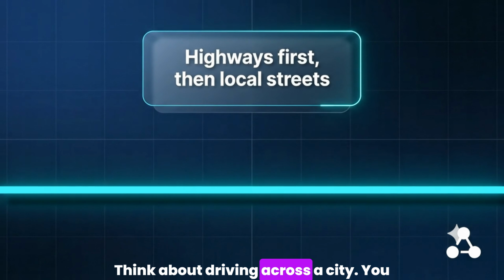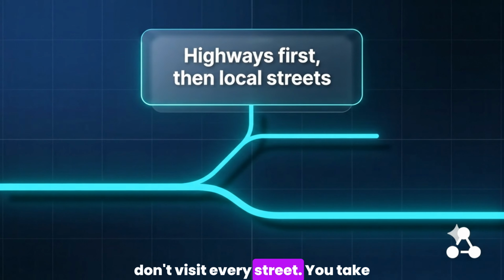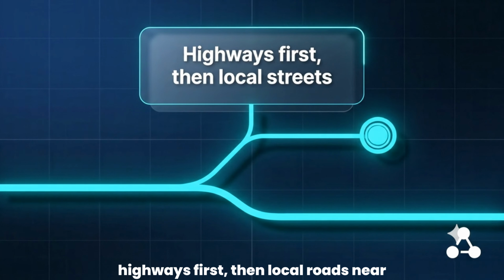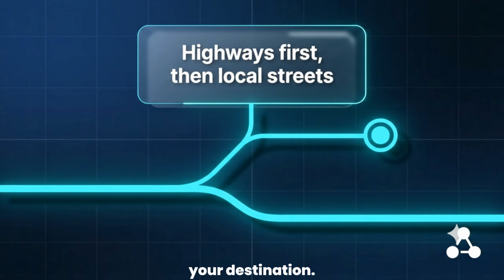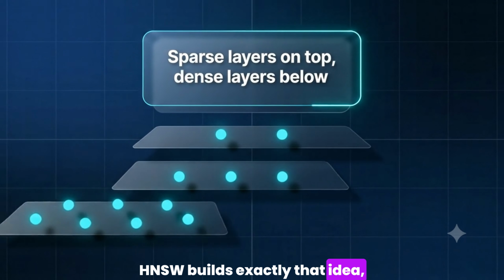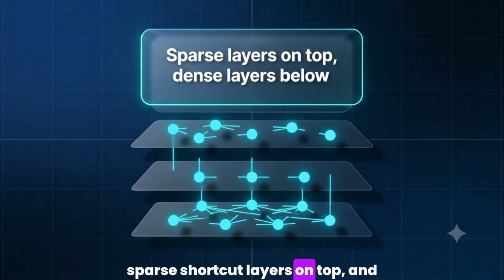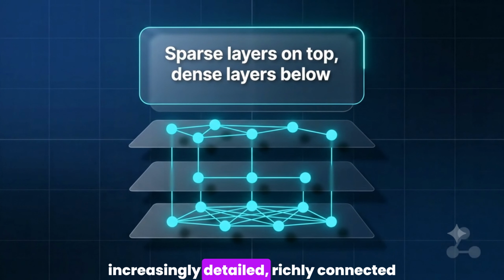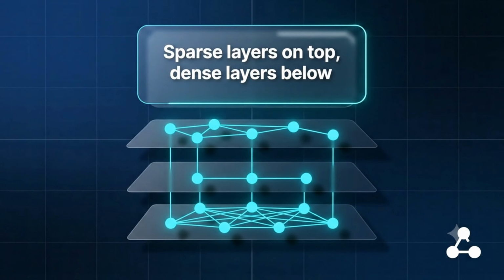Think about driving across a city. You don't visit every street. You take highways first, then local roads near your destination. HNSW builds exactly that idea: sparse shortcut layers on top and increasingly detailed, richly connected layers as we go down.